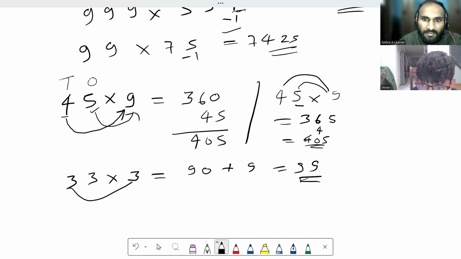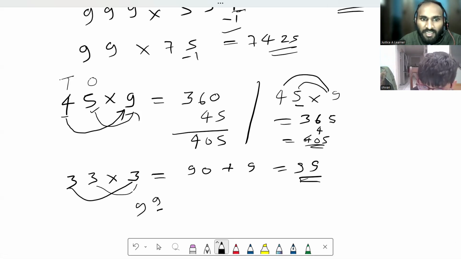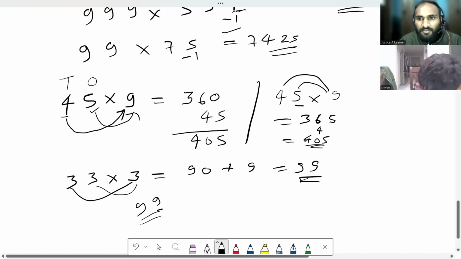And in this, we have simply done 3 threes are 9, and then we know one digit has to be taken place here. So then 3 threes are 9. So that is the answer. You're getting it or not? Just let me know.